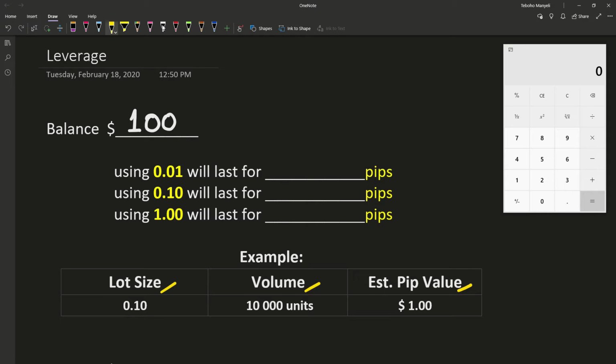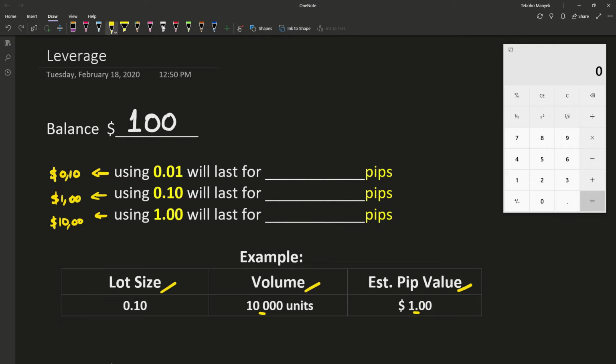E.g., we know that a 0.10 is equivalent to 10,000 units, or in pip value equivalent to $1 per pip, which would mean that a 0.01 should then be 10 cents per pip. Our 0.10, we've already discussed it, it's $1 per pip, and then a 1.00 standard lot would then be $10 for each pip. And this is what it would mean.